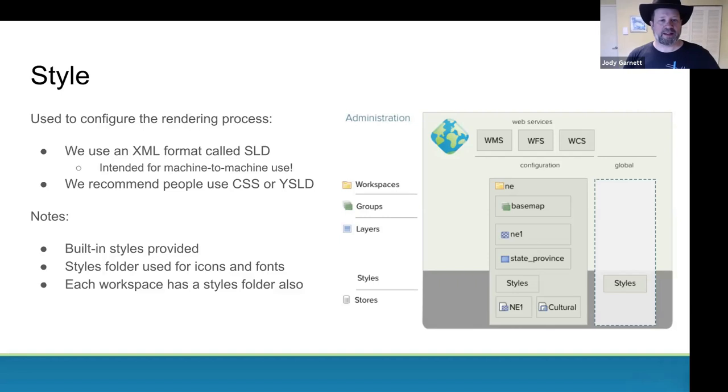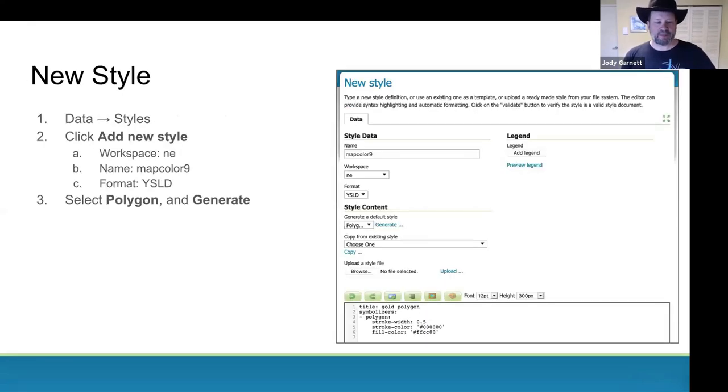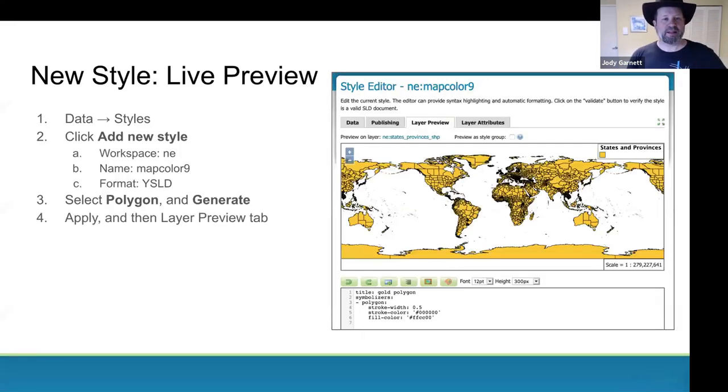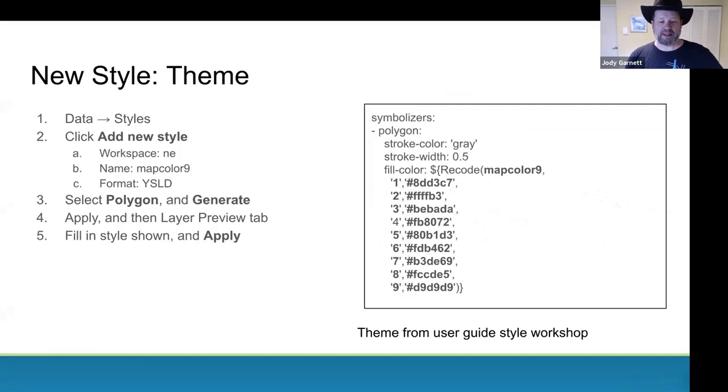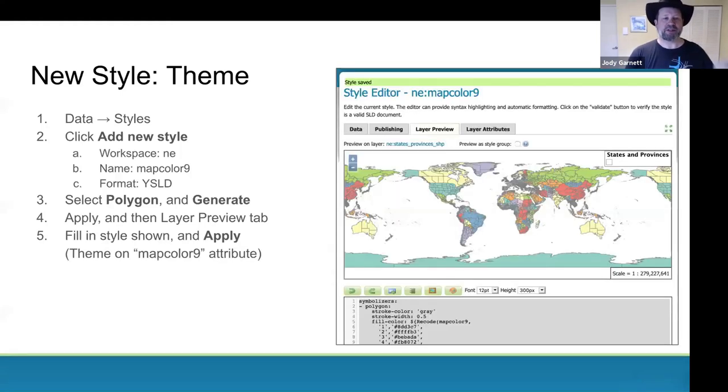So moving on, I can make a new style. In this case, I'm going to select a new polygon style and hit generate, and it's going to make me a surprisingly lovely gold polygon. I can fill that in with a style definition. This one here is done in YSLD, and what I'm doing here is mapping from the different map color 9 categories to different colors. And the style editor allows me to interactively preview that change as I'm editing the style.